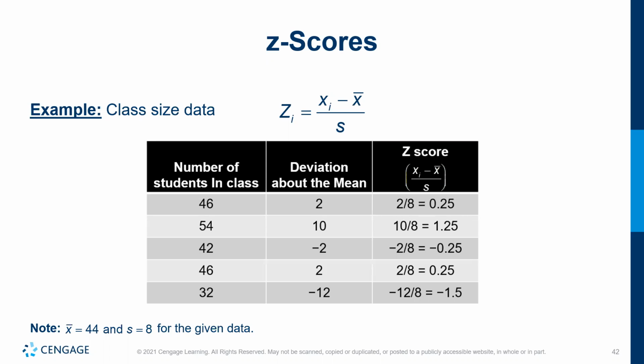So the units of a z-score are standard deviations, and we'll get more about what a standard deviation is in a second. If a z-score is 0, that means the data point exactly hits the mean. If it's positive, that means it's above the mean. So in this case, 46, which is 2 above the mean, has a z-score of 0.25. So it's 0.25 standard deviations higher than the average. Okay. And 54 is 1.25 standard deviations above the average. And 32 is 1.5 standard deviations below the average.